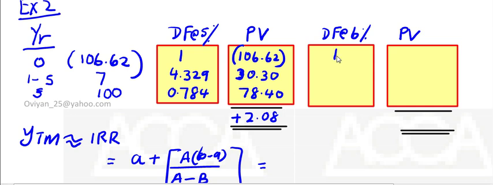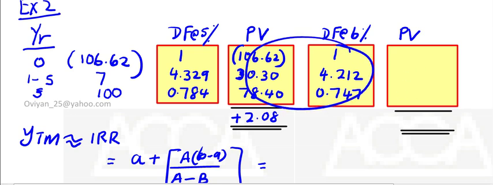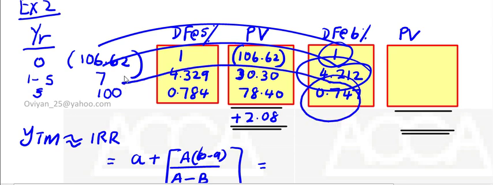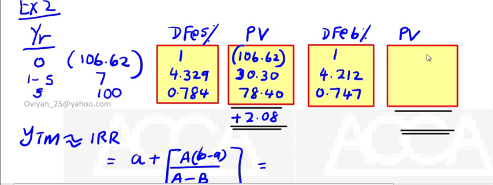Now we're going to try 6%. Clear your memory. Okay, so 6%, years 1 to 5. The factor is 0.747, and recalling your memory, you're going to get 4.212. I would say this is negative, but don't multiply with this figure, otherwise you surely get positive. You've got to multiply with this figure.